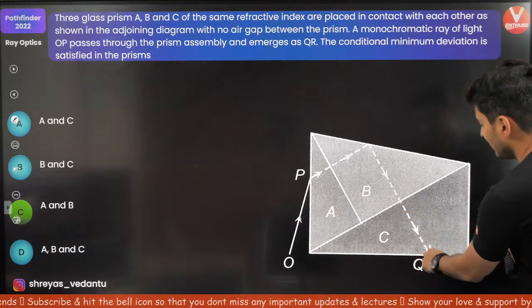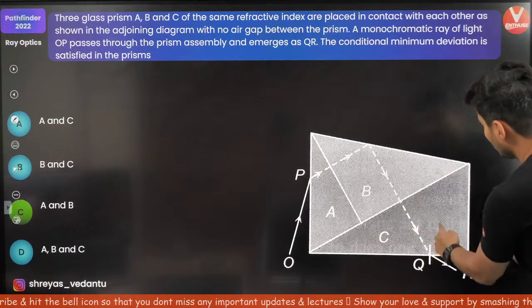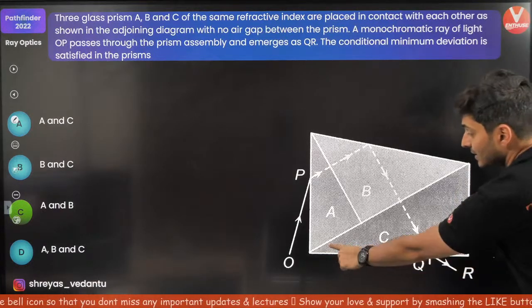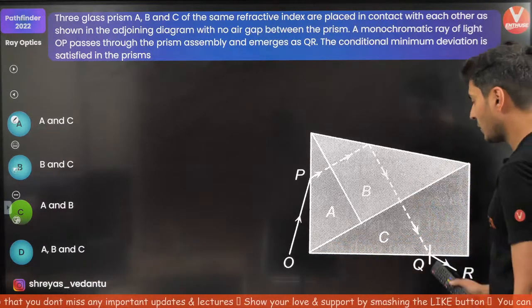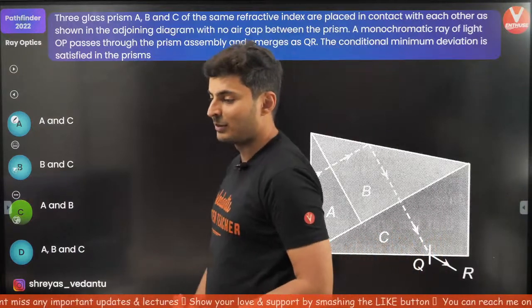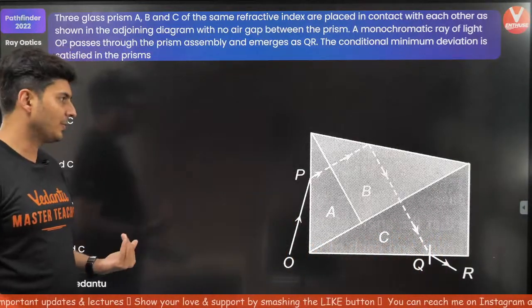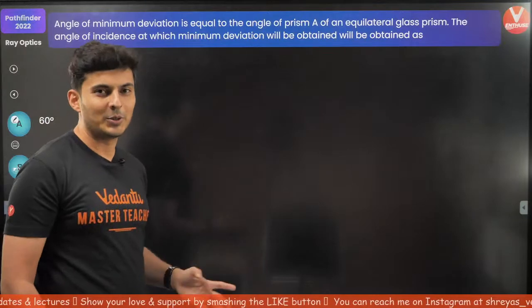Okay, this is incident, this is emergent. So this should be parallel to this base. This is the base, this is the apex angle. So it's definitely not parallel, and that's why it is not minimum deviation. I hope this is understood. Okay, very tricky question, but a good question.